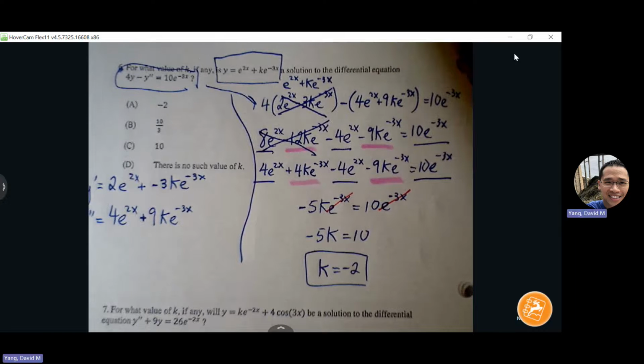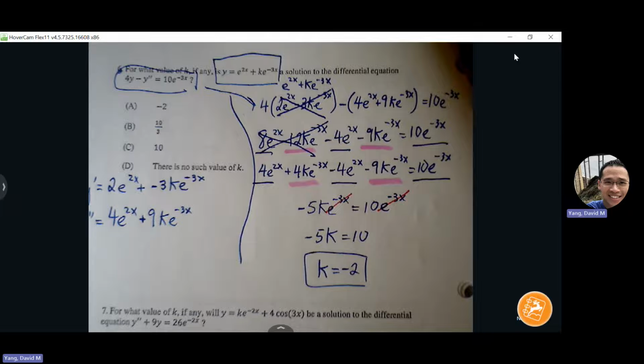So we haven't quite seen a problem like this before, but it's not difficult as long as we know, oh, so find a bunch of derivatives and then make a bunch of substitutions after that.